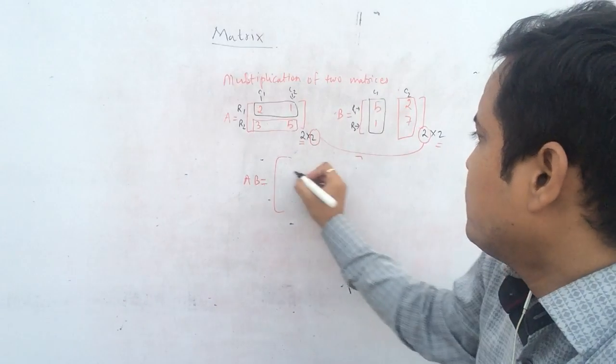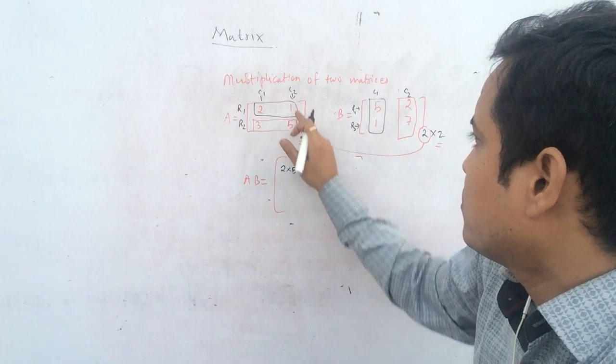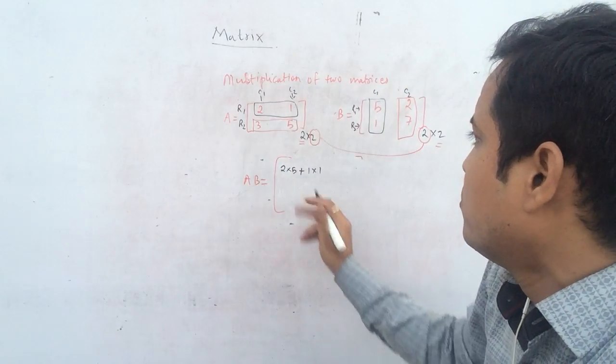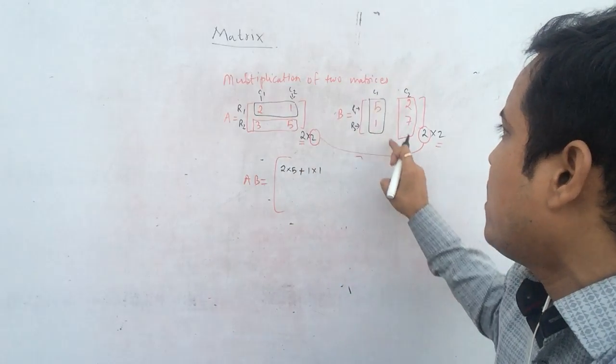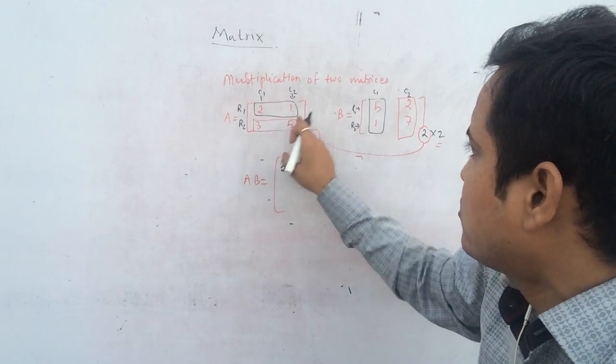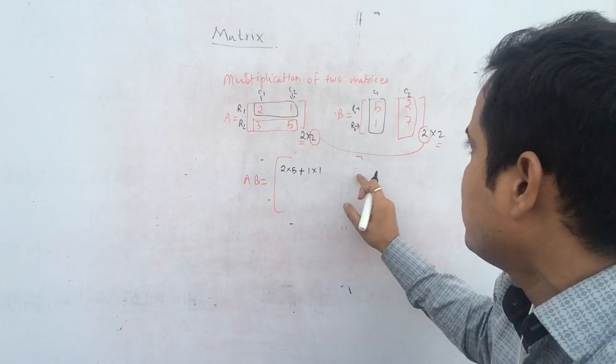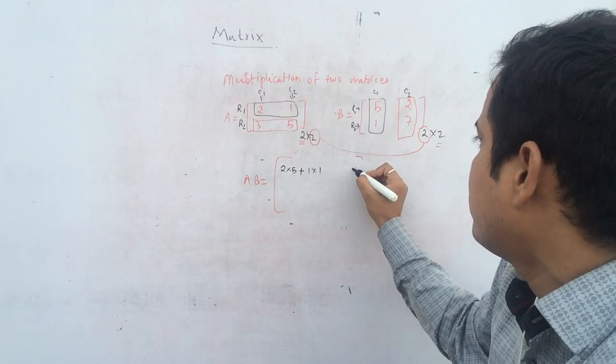Have done what? 2 5s are 10, 2 into 5 plus 1 1s are 1. Okay, you need to learn this. Row first will multiply with column first. Now row first again multiply with column second. You will paste here. Okay, 2 2s are 4.